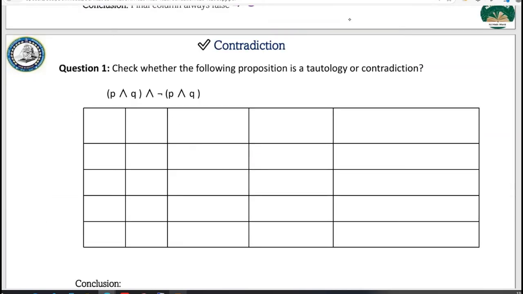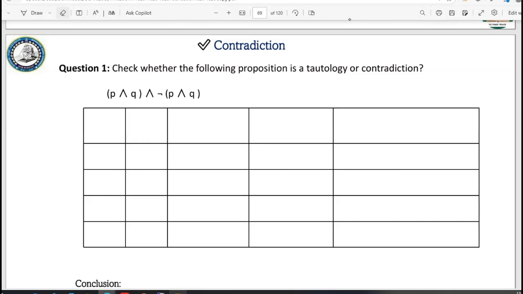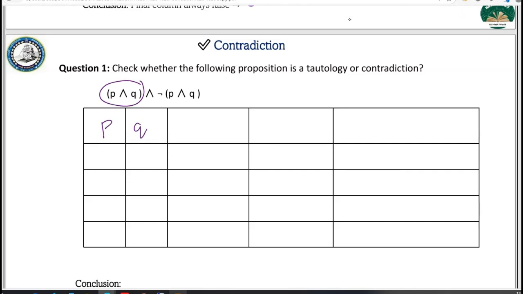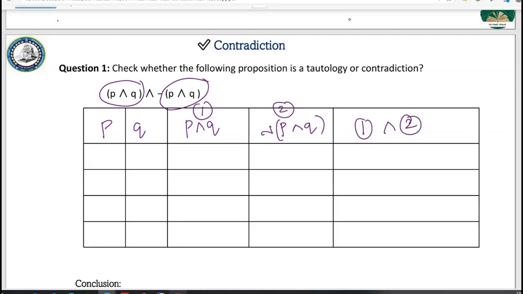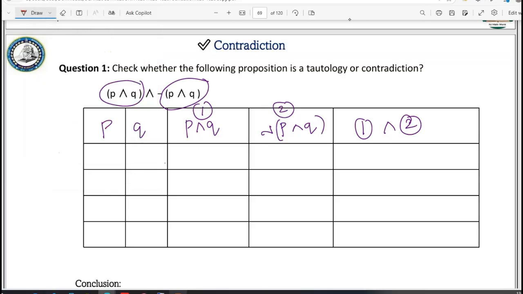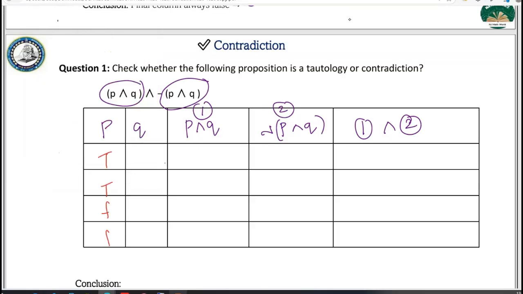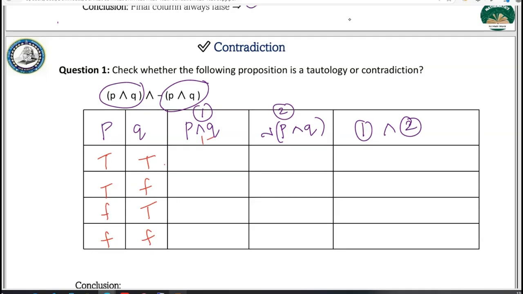So let me check whether the following proposition is a tautology or a contradiction. Let me take it here. In the first bracket we have P and Q, then in the second bracket it is negation P and Q. We can call this as 1 and this as 2. Then 1 and 2, we have to find the AND. So now let me take the values: it will be TTFF, TTFF, then TFTF. Now, AND is what? T and T, it is T.